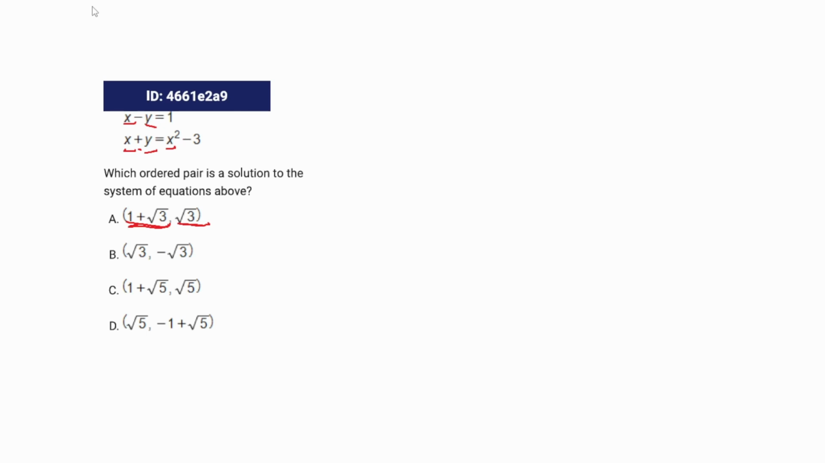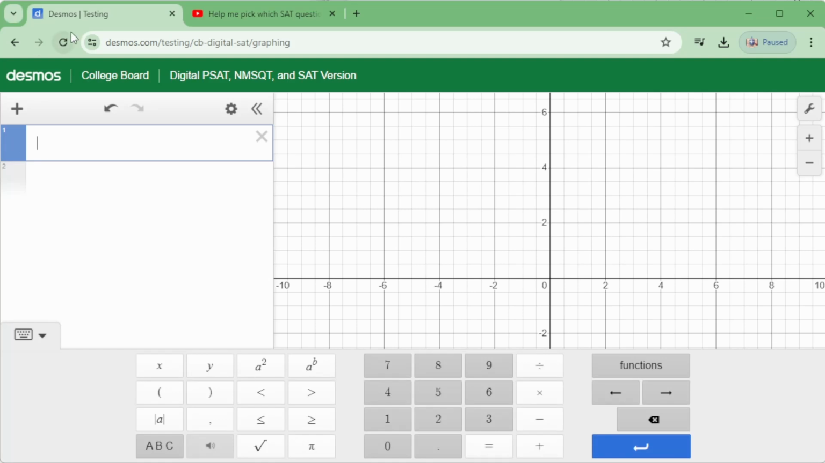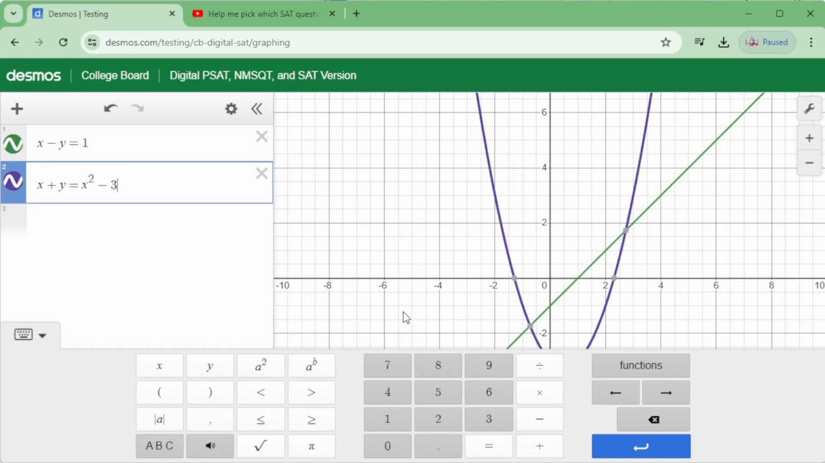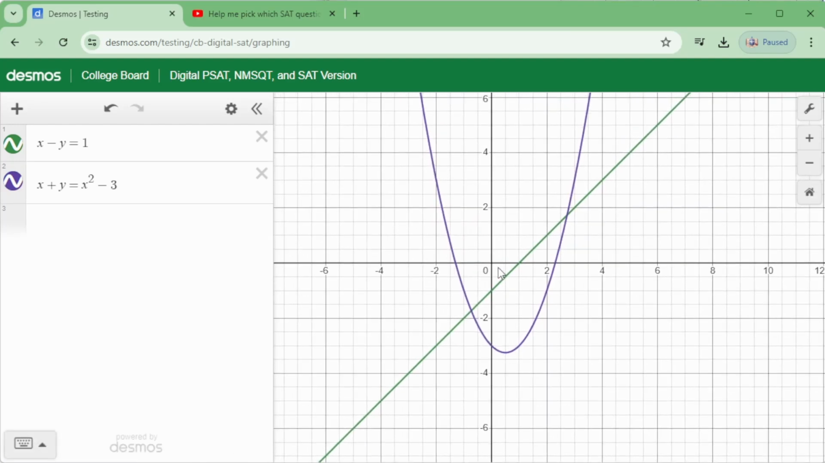With that in mind, let's go ahead and jump over to the DESMOS calculator and put in these two equations and see what we get. When we do that, the result looks like this. That first equation is x minus y equals 1, and the second equation is x plus y equals x squared minus 3. We just talked about how a solution to a system of equations is a point where the graphs of those two equations intersect.